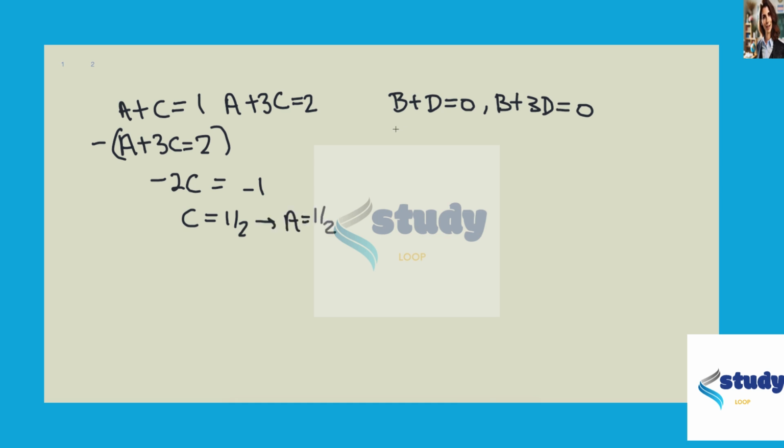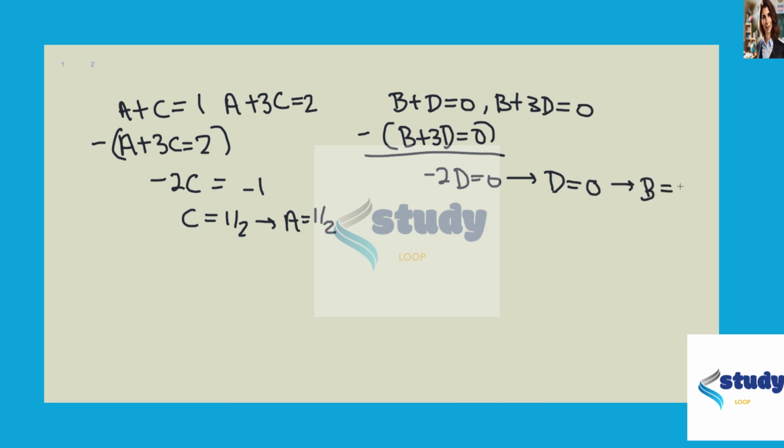Let's use the same method over here. Let's subtract b plus d equals 0 from b plus 3d equals 0. And then we have negative 2d equals 0. That means d equals 0, and then that also implies that b is 0. So now we have all four values, a, b, c, and d. Plugging those back into our partial fraction decomposition, we'll have 1/2 x over x squared plus 3, and then 1/2 x over x squared plus 1 on the bottom.